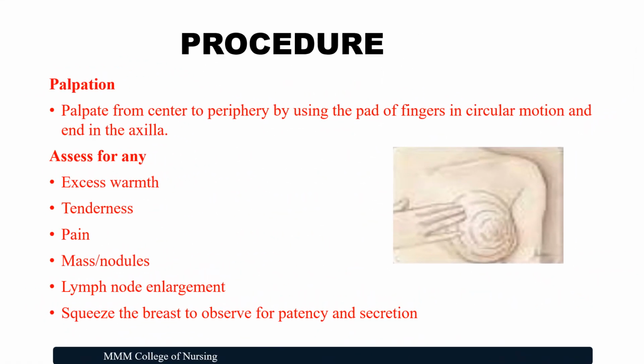After the inspection, we have to go for palpation. In the palpation, palpate from center to periphery by using the pads of the fingers in circular motion, and we have to end with the axilla. Assess for any excess warmth, tenderness, pain, mass, nodules, lymph node enlargement. Squeeze the breast to observe for patency and secretion.